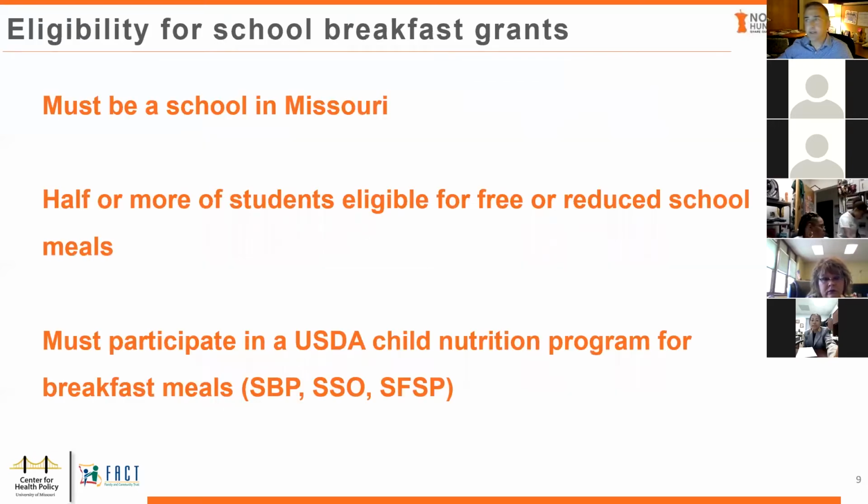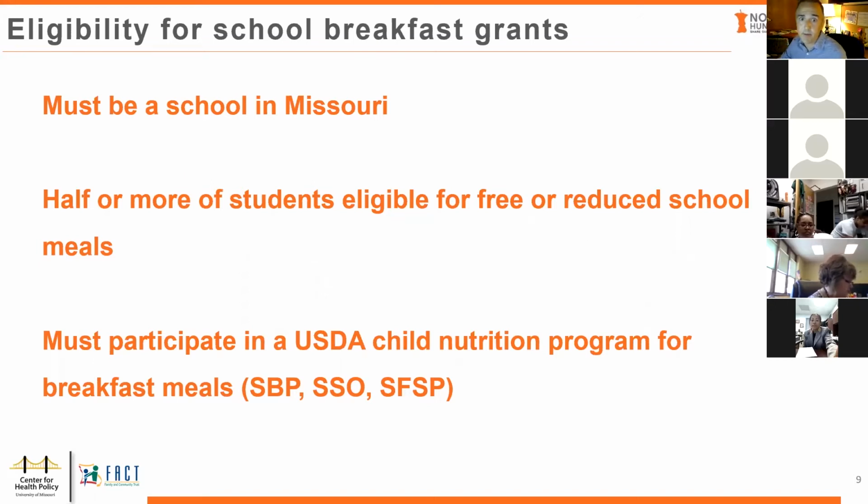All right, so first, the school breakfast grants. Those are for schools only. And we do require one kind of metric. We ask that the school have, as of the latest count, 50% or higher students eligible for free or reduced school meals. And as with all of our grants, we require that you participate in some USDA child nutrition program.